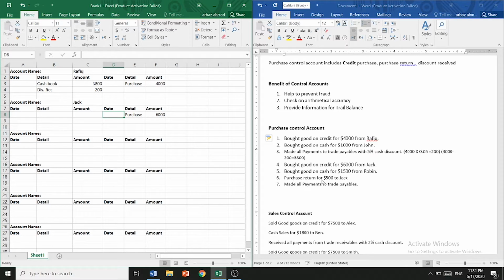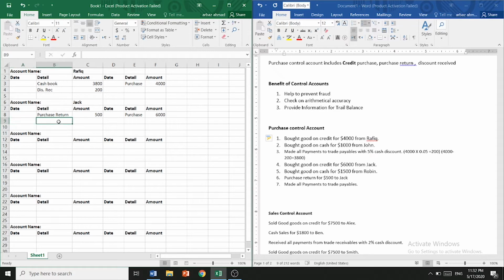Purchase return from Jack, so it means we will have a purchase return account, but in this video I'm not having a purchase account. I'm just focusing on trade payables. So credit will be purchase return and debit will be Jack, that is 500 in this case, and I am going to write here purchase return. If you are not clear and you want me to make a full video on the double entry account, including purchase account and purchase return account, then maybe you can comment down in the video and we can consider it another time.